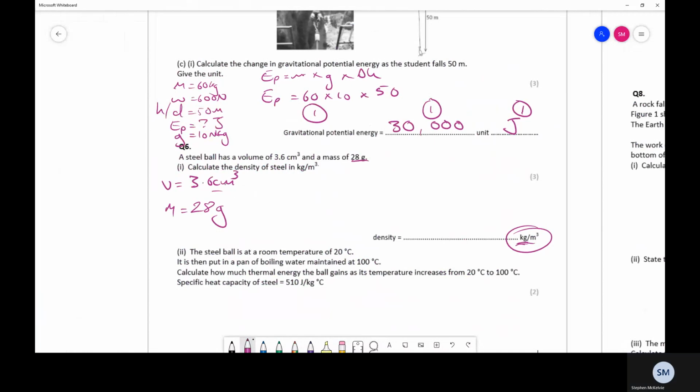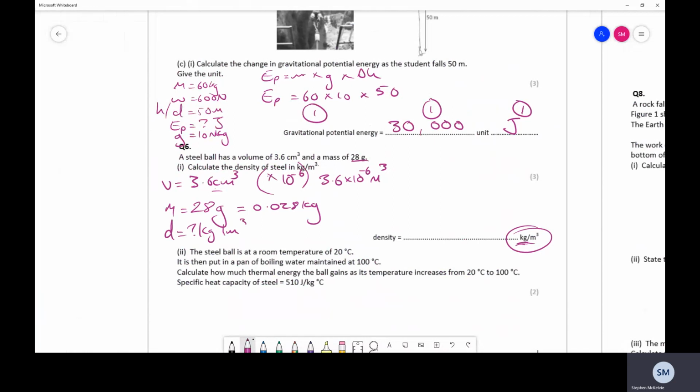Now, I'm going to change this back into meters. And to do that, I've got to multiply by 10 to the minus 6. It's not to the minus 3, because I'm not just going from centimeters to meters. I'm going from centimeters cubed to meters cubed. So I'm going to put that number down there as 3.6 times 10 to the minus 6 meters cubed. I'm going to divide 28 grams by 1,000, and that's going to give me my mass is equal to 0.028 kilograms.